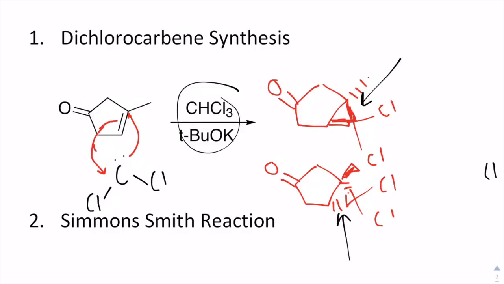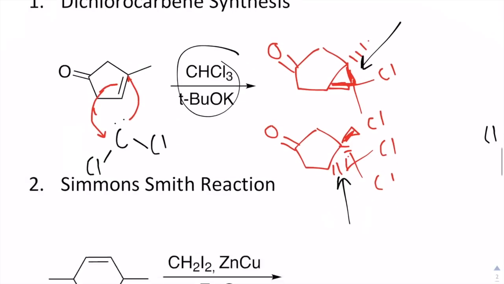All right? So remember that we have this single-step concerted mechanism, and we can either attack from the front face or the back face, and we're forming a cyclopropane structure. And do not forget the chlorines. That is a very common mistake, is just to draw the cyclopropane structure without the chlorines. All right, so I hope that makes sense.